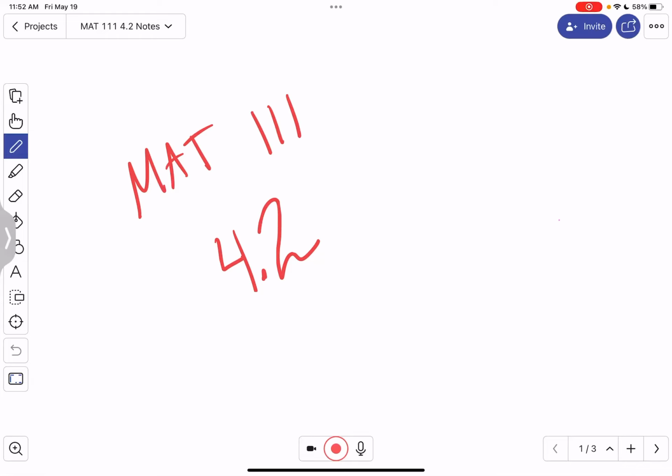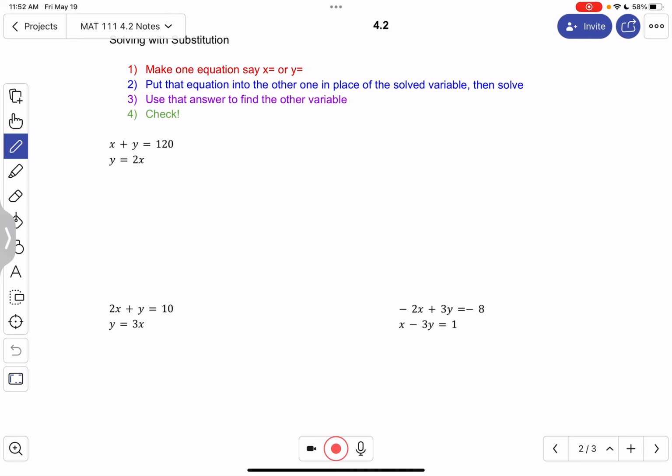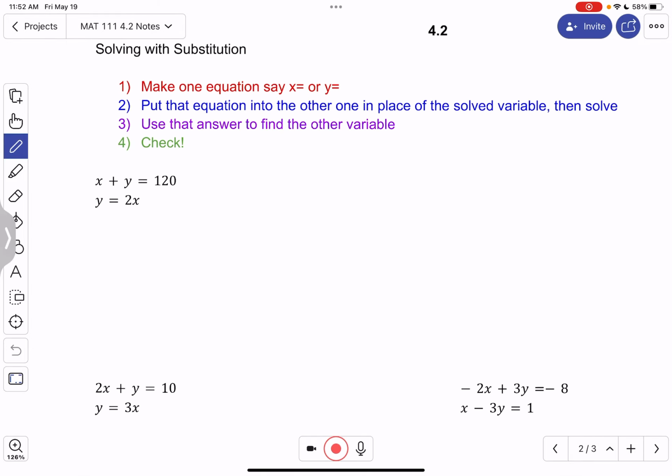This video is going to cover 4.2, which is solving systems of equations with substitution. As a refresher from 4.1, systems of equations are two sets of equations. One way to solve them is substitution.